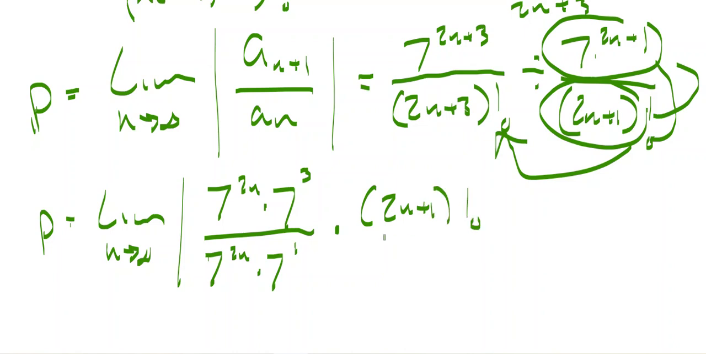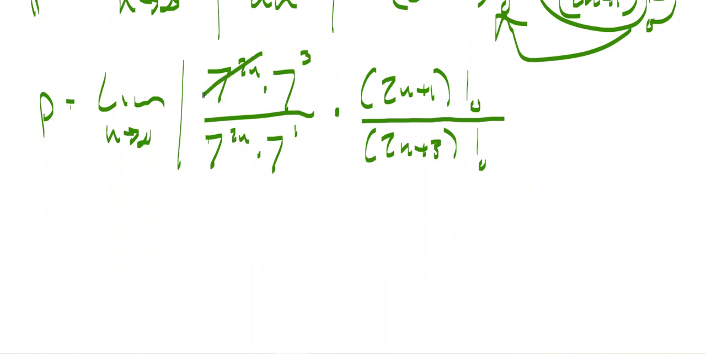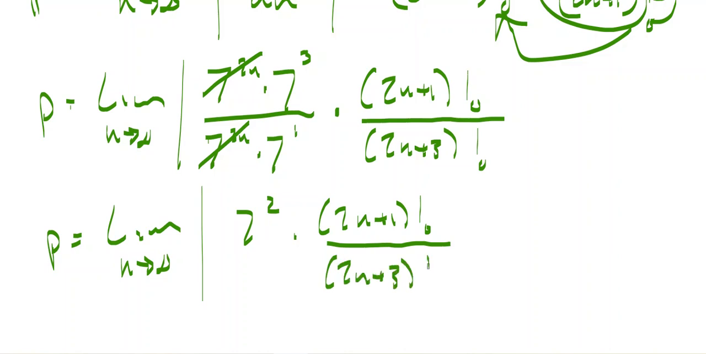Times, this now is going to go up into the numerator: 2n plus 1 factorial over 2n plus 3 factorial. We want to figure out how we can simplify that. But first, we can cancel this out. This 7 to the third and 7 to the 1 leaves us with a 7 squared in the numerator. So what we have right now is 7 squared times 2n plus 1 factorial over 2n plus 3 factorial.